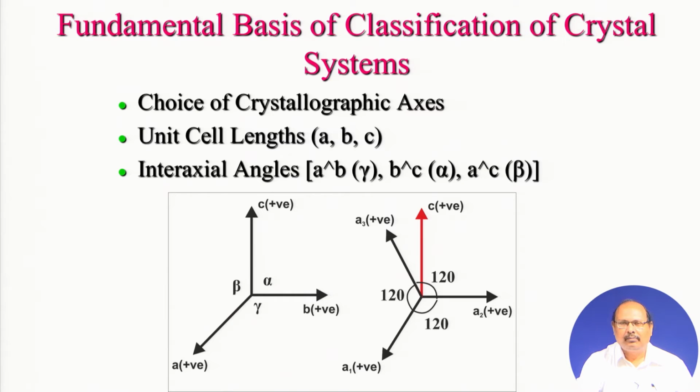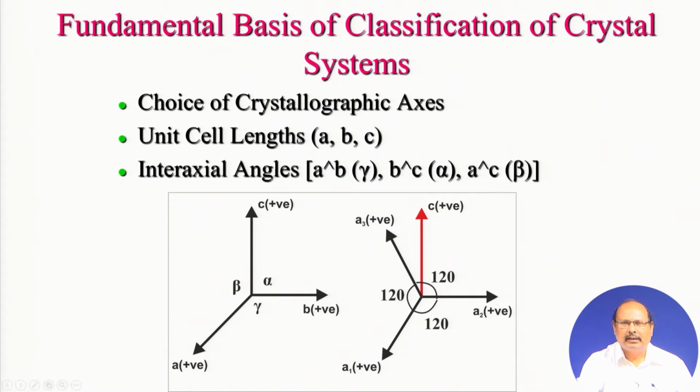Excepting crystals belonging to trigonal and hexagonal crystal systems, where there are 4 crystallographic axes, in crystals belonging to the remaining 5 crystal systems, namely triclinic, monoclinic, orthorhombic, tetragonal and isometric, there are 3 crystallographic axes.